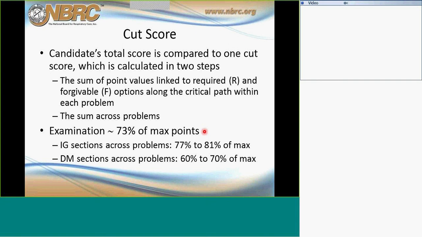That's not to say that 73% is applied across every test form. Again, the way the cut score is determined is summarized in that first slide. We have to look and see what the exam committee has labeled as required, labeled as forgivable, and work through those two steps, because different problems can get assembled into test forms in different configurations or different mixes, so that can cause the cut score to change for that reason.